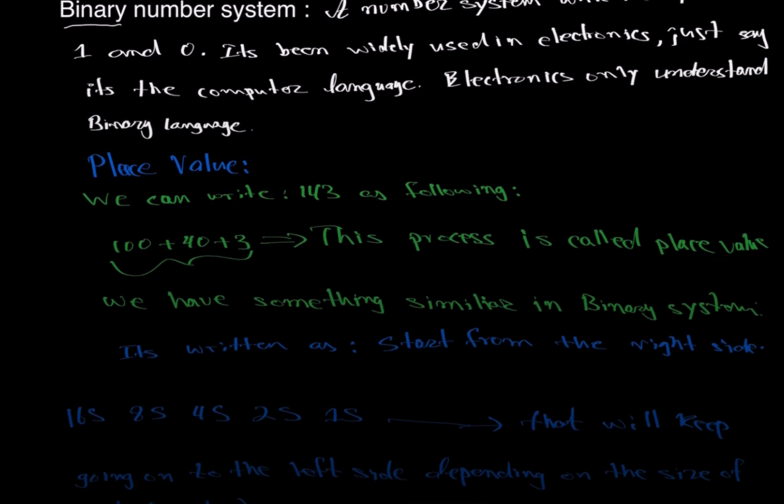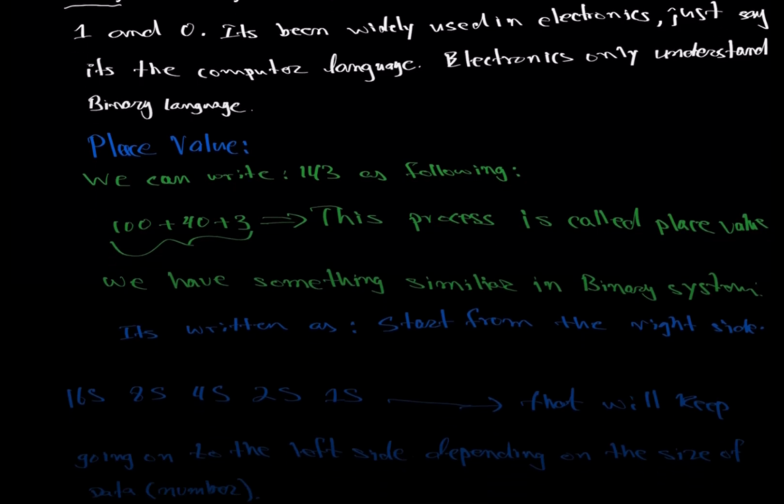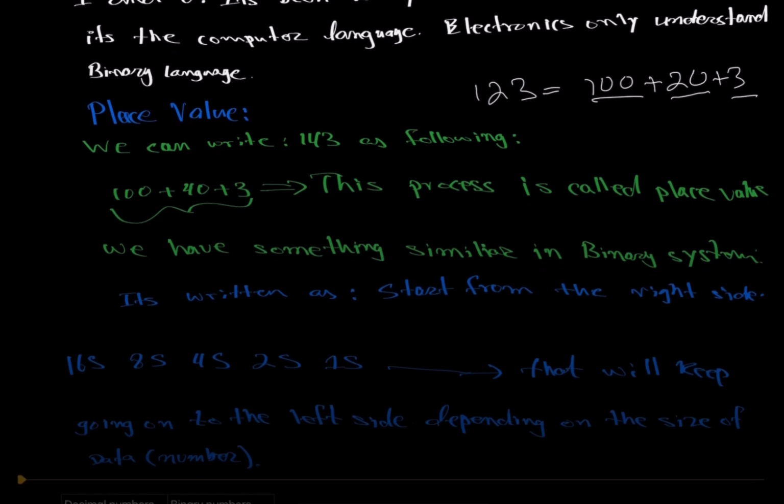Place value, we set up in the math classes. For example, if you have to write down 123, it can be written like this: 100 plus 20 plus 3. So this is the hundreds place, this is the tens place, and this is the ones place. That's how we describe place value. This process is called place value.